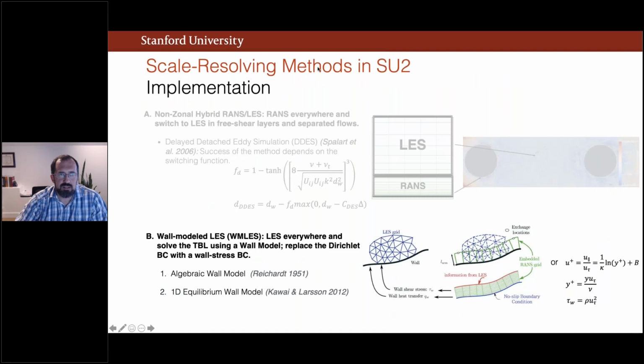The second category of scale resolving flows consists of large eddy simulation and wall modeled large eddy simulation. In wall modeled LES, the LES equations are solved everywhere, including in regions with insufficient mesh resolution close to the wall where turbulent scales are small.